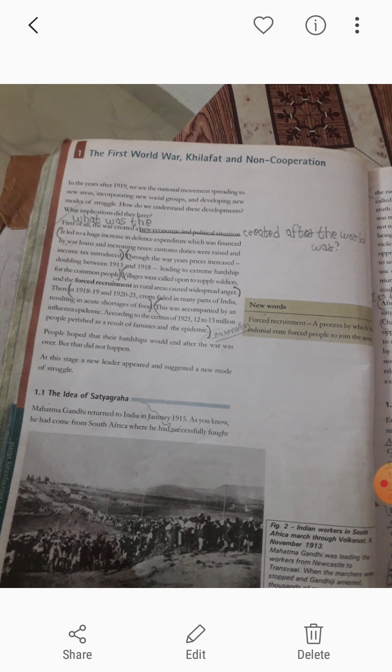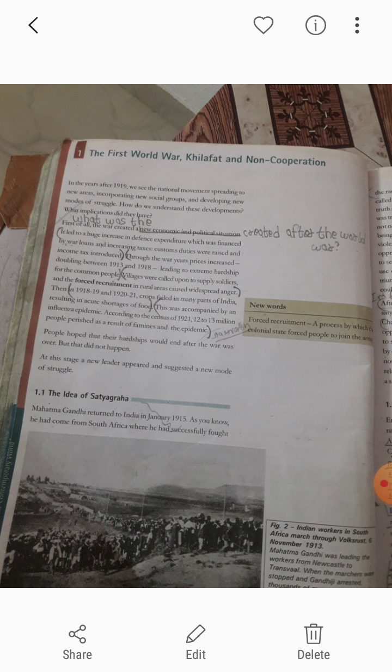Okay, so first you have to learn that the First World War created a new economic and political situation. It led to a huge increase in defense expenditure, clear, which put the whole country under war loans and increasing taxes. Then customs duties were raised and income tax was introduced. Through the war years, prices increased, clear. There was extreme hardship for the common people.